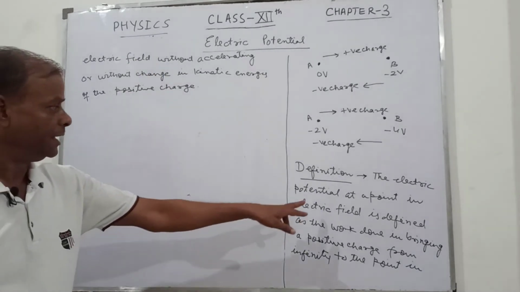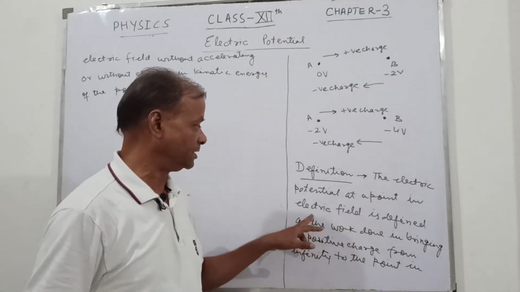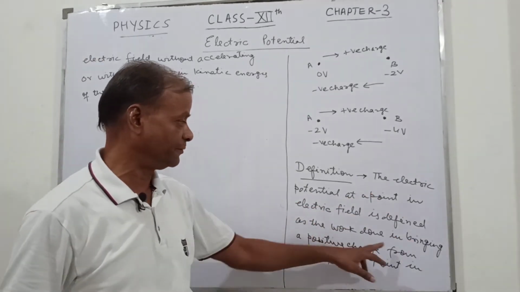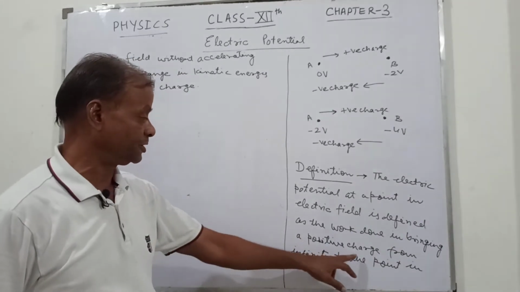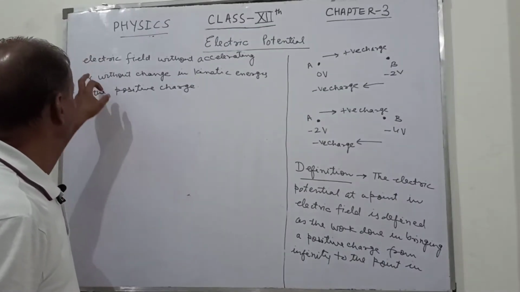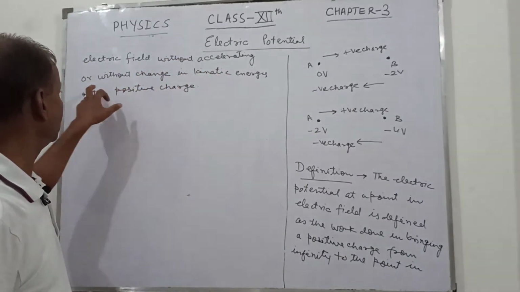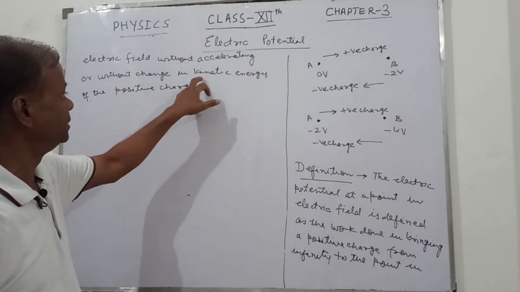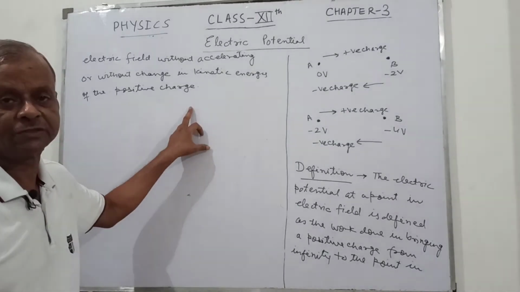What is the definition? Electric potential at a point in the electric field is defined as the work done in bringing the positive charge from infinity to a point in the electric field without accelerating, or without change in kinetic energy of the positive charge.